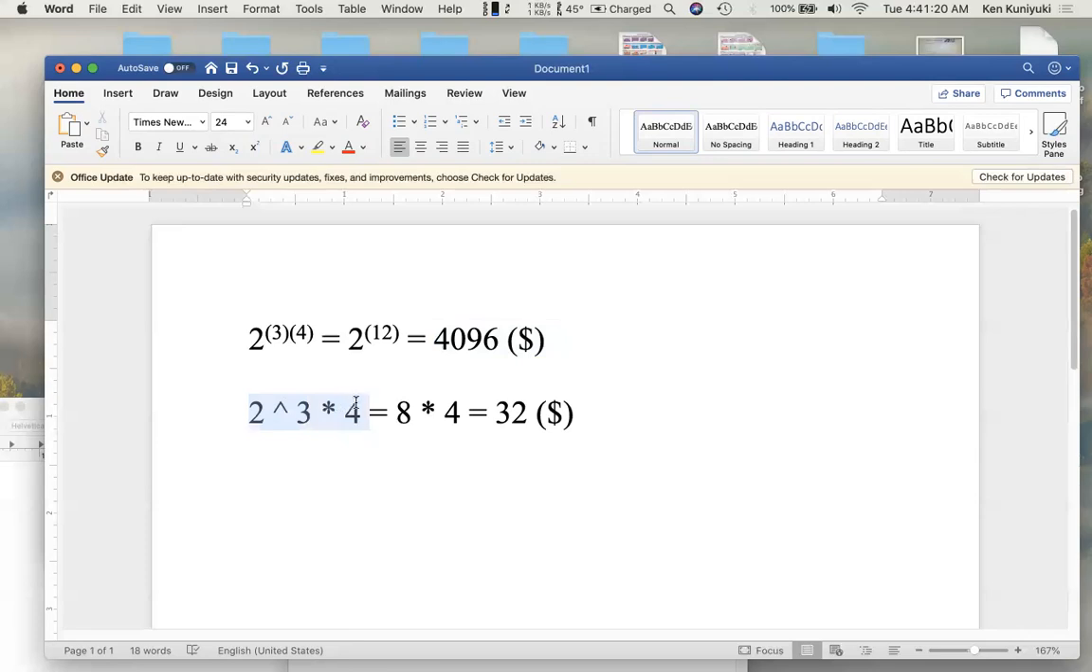Maybe use grouping symbols? Grouping symbols are so important. Put grouping symbols around the 3 times 4, and that'll get you 2 to the 12th, or 4,096. Or perhaps more easily, you can figure out that 3 times 4 is 12 and just figure out 2 to the 12th. That's probably more straightforward.